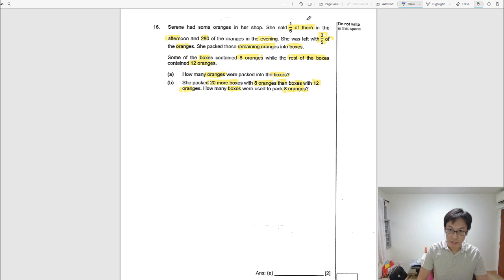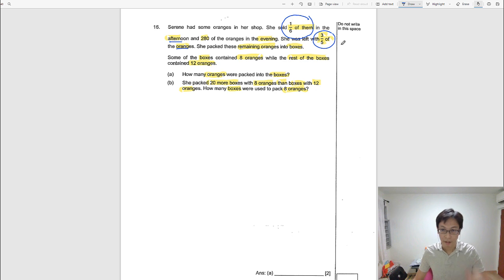The question says that she sold 1/6 of them in the afternoon and 3/5 of the oranges were left. Alright, now look, are they referring to the same total? 1/6 of the total compared to 3/5 of the total. Are they referring to the same total? Yes, they're referring to the same total, okay? Because this 3/5 is not of the remainder.